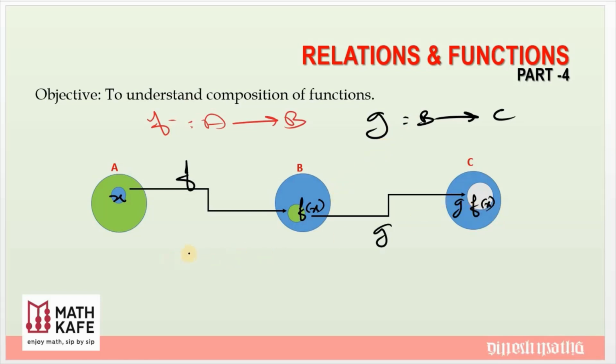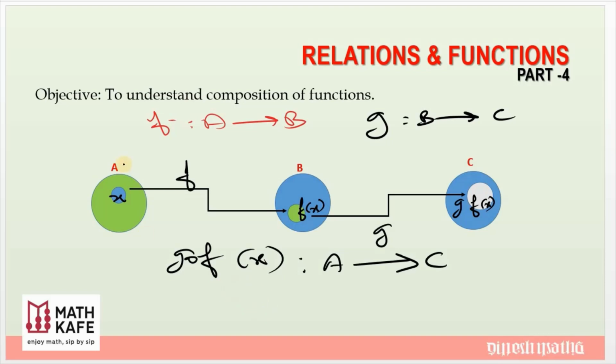This idea will be represented as g composition f of x. It's a small circle, but read it as g composition f of x, and it is a function which maps from A to C. You can clearly understand the x I have taken from the set A, it mapped to f of x in B, and this f of x is from B again, and it mapped to C. This is what is called the resultant of two functions, or simply the composition of functions f and g, and denoted as g composition f.